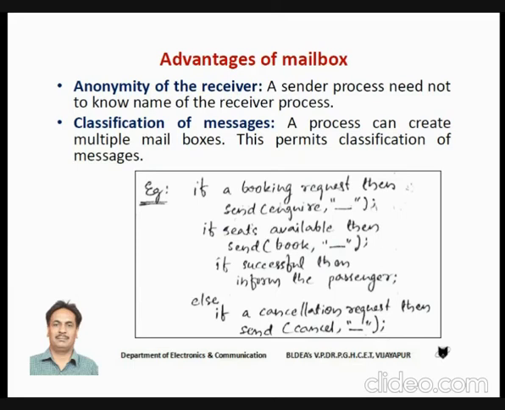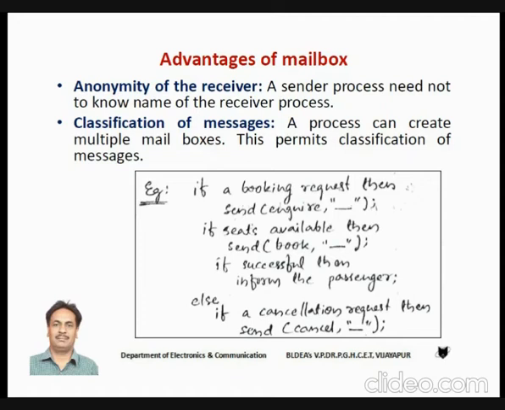That process need not know the name of the owner. It need not know the name of the receiver process. The only thing is the sender process must know the name of the mailbox. That's why we call this particular concept anonymity of the receiver. Anonymity of the receiver means the sender process need not know the name of the receiver process.